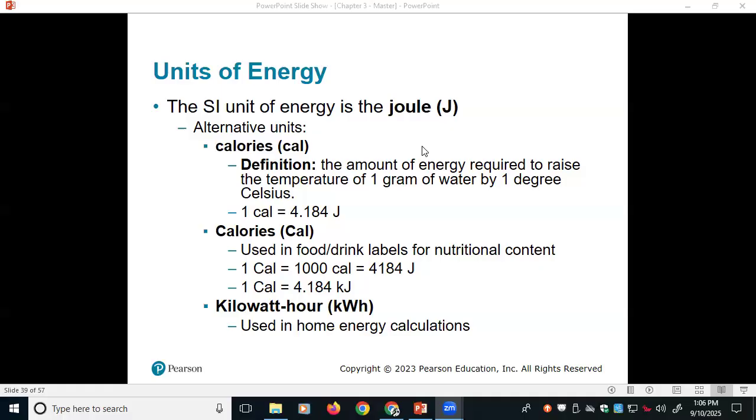So we are going to be looking today primarily at energy. And we're going to be looking first at just general units of energy. And so we're going to start by talking first about the preferred unit of energy. So the international unit of energy is the joule.